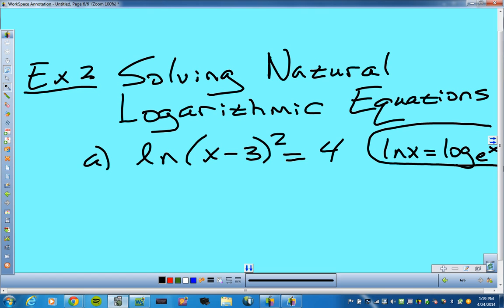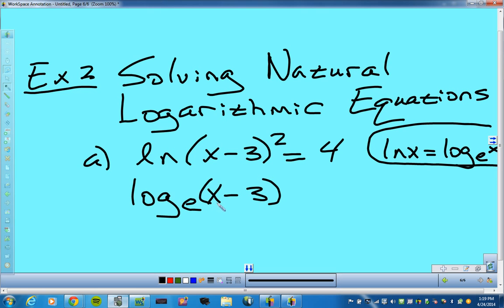So first, the directions tell you to solve. Second, when you see just one ln, that's your visual cue that you want to rewrite it as log base e. And then you just write all the same stuff again. And now, because we have the log base e, you can rewrite it exponentially.